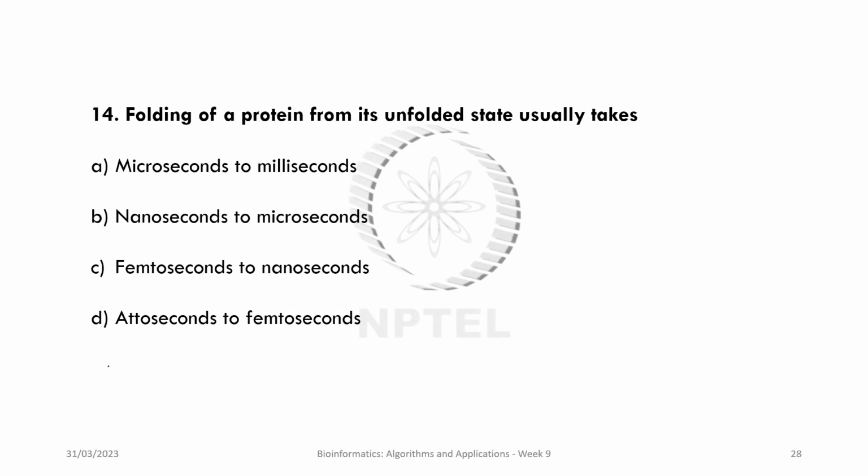Question 14. Folding of a protein from its unfolded state usually takes option A, microseconds to milliseconds; B, nanoseconds to microseconds; C, femtoseconds to nanoseconds; D, attoseconds to femtoseconds. Devangana says A.